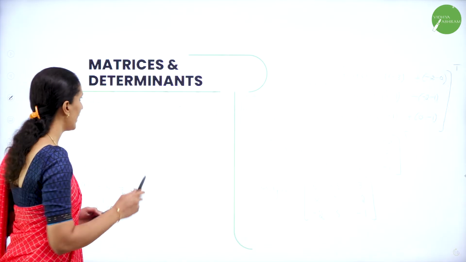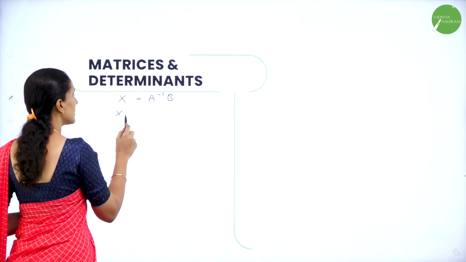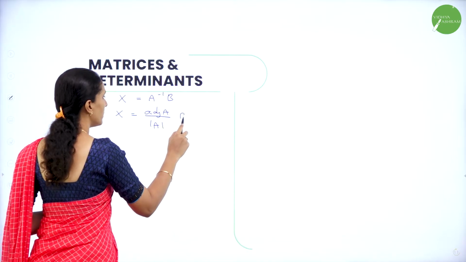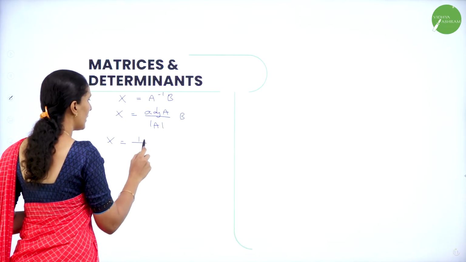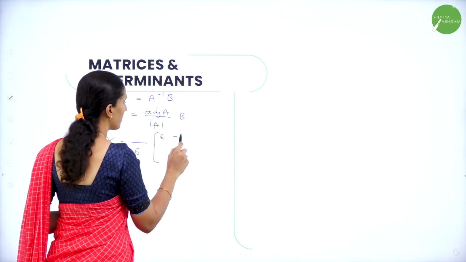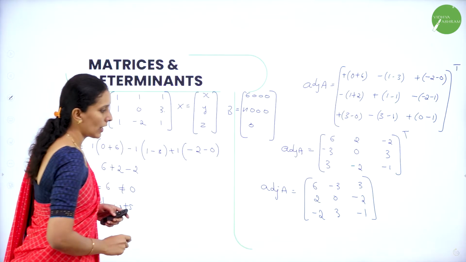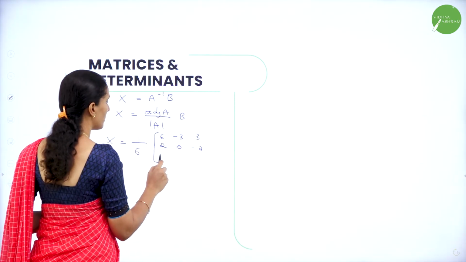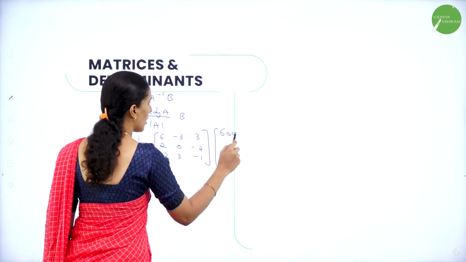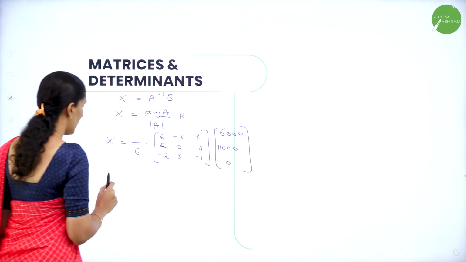So now let's take X is equal to A inverse B. X is equal to adjoint A divided by determinant A into B. So let's write determinant A separately, that is 1 by 6. Let us take adjoint A: 6 minus 3, 3. Next 2, 0, minus 2. The last row is minus 2, 3, minus 1. And we have B as 6,000, 11,000 and 0. Let us multiply it.